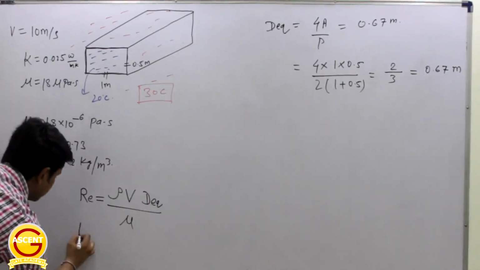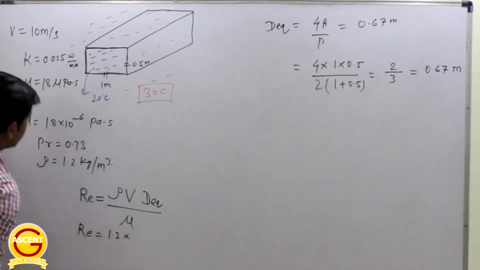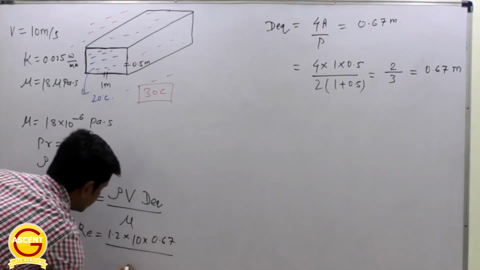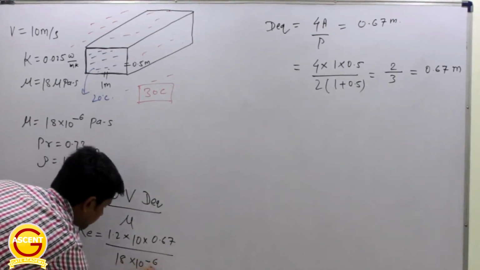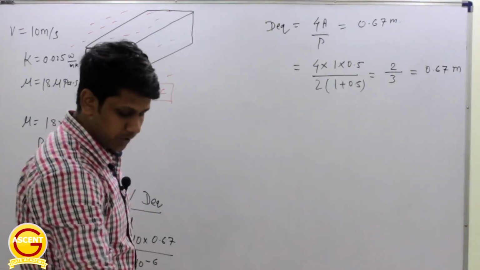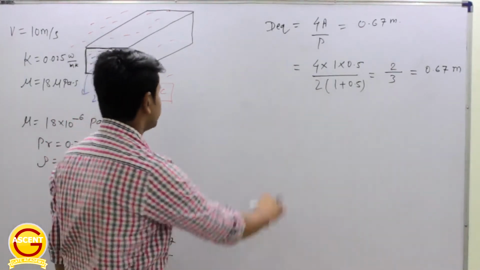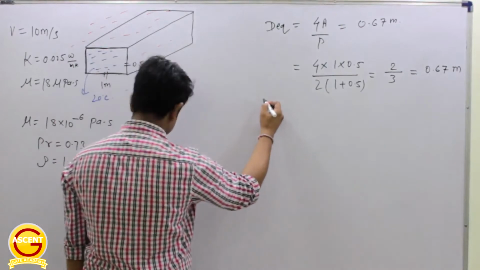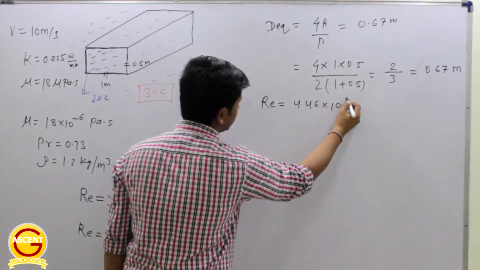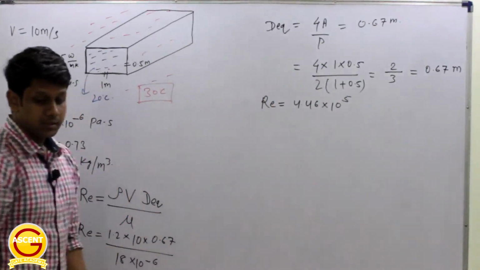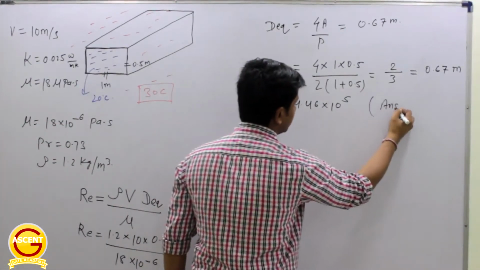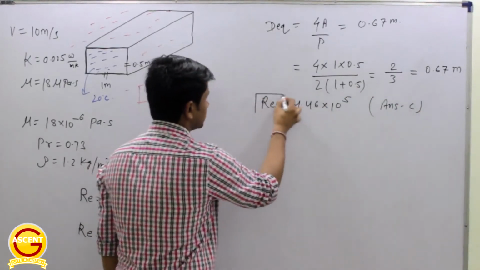Now let's put all the values in the Reynolds number equation. Density is 1.2, velocity is 10, D equivalent is 0.67, and mu is 18 into 10 to the power minus 6. Calculating from here, the Reynolds number is 4.46 into 10 to the power 5. So this is our first answer, matching option C.